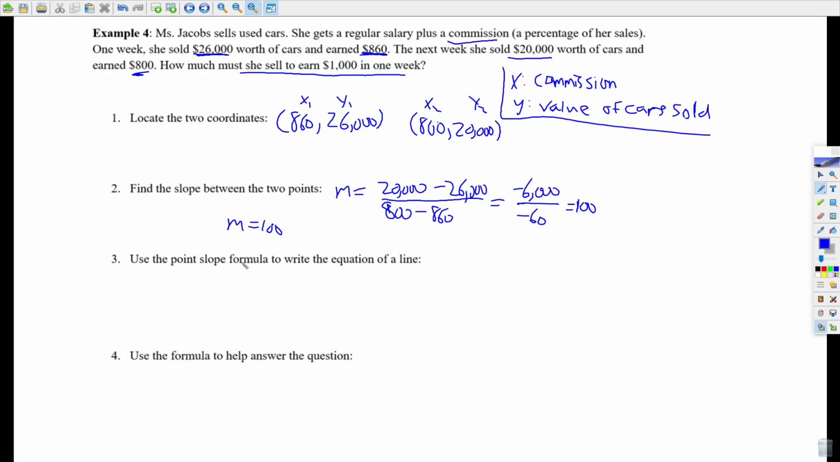All right, so now we're going to go and actually use the formula that we just learned before. Use the point slope formula to write the equation. So we're going to go y minus y sub 1. So we have to find it up here. 26,000. It's right here. 26,000 equals our slope, which we just found, which was 100, times x minus your x1, 860.